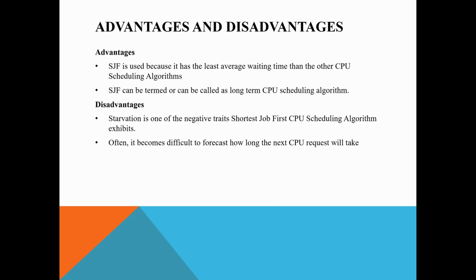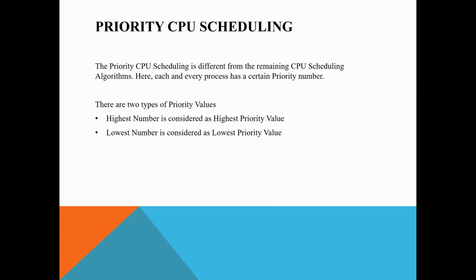And then disadvantages, the main disadvantage of shortest job CPU scheduling algorithm is starvation. So starvation is one of the negative traits shortest job CPU scheduling algorithm exhibits, and often it becomes difficult to forecast how long the CPU request will take. Then next, see priority CPU scheduling algorithm.